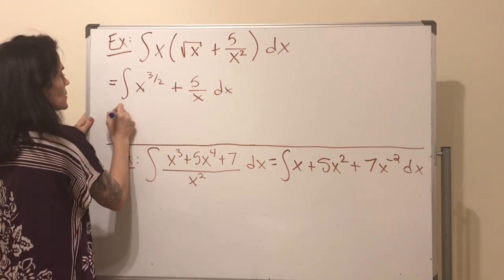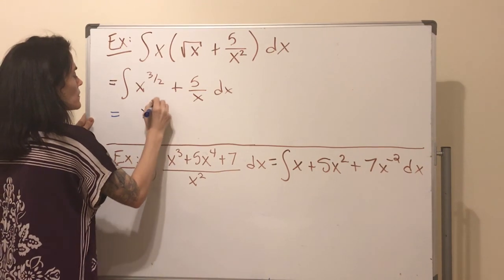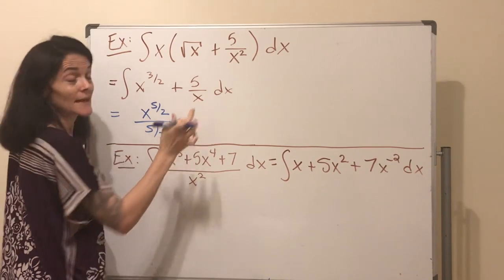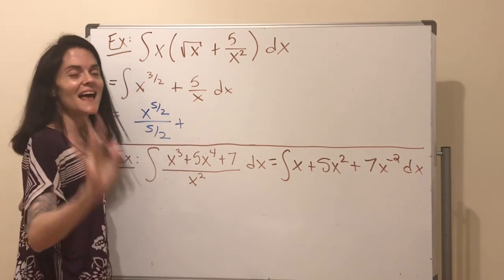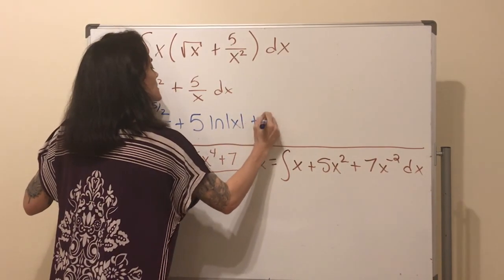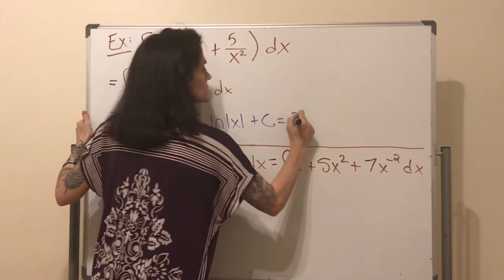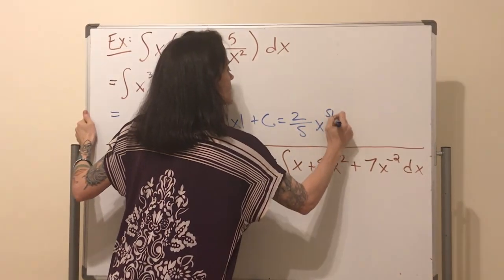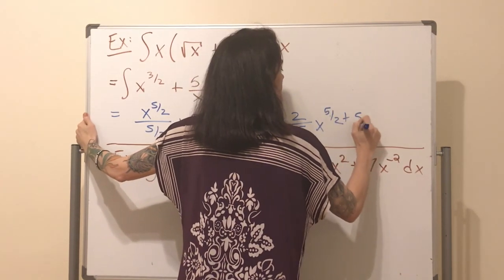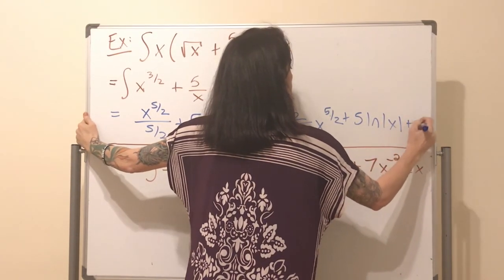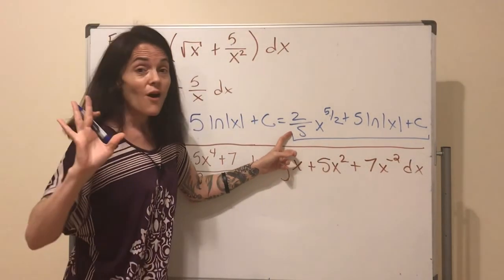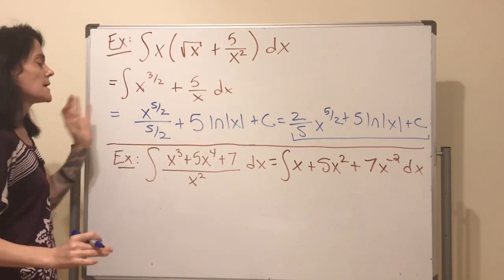Here, add a power, divide by the higher power, and then this is not power rule, this is ln absolute value of x. So we have 5 ln absolute value of x plus c. And here it's 2/5 x to the 5/2 plus 5 ln absolute value of x plus c. So here is the set of all antiderivatives for this integrand.